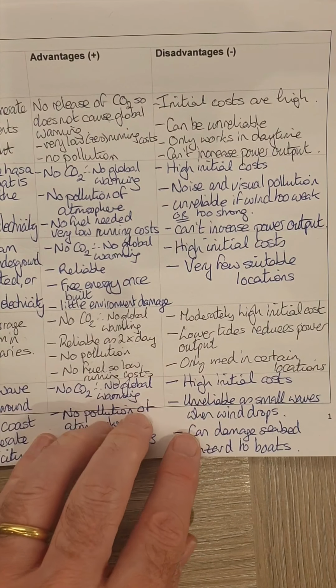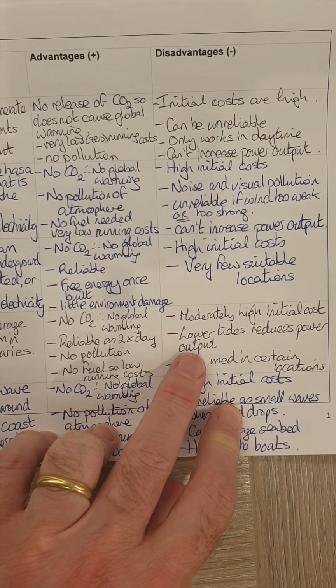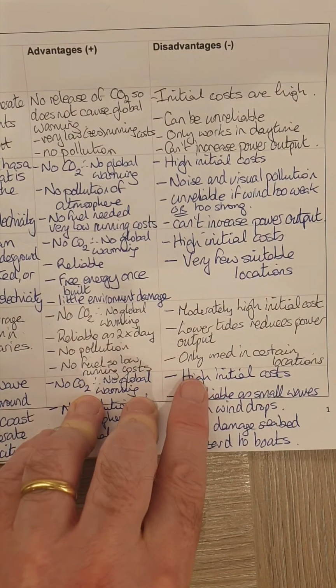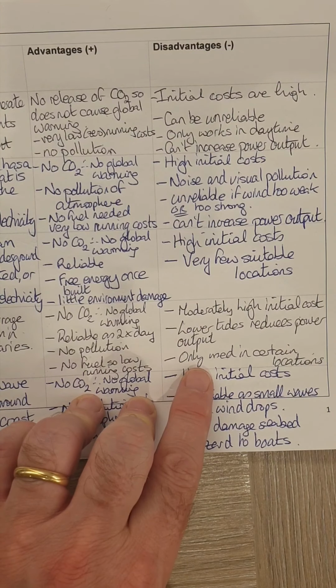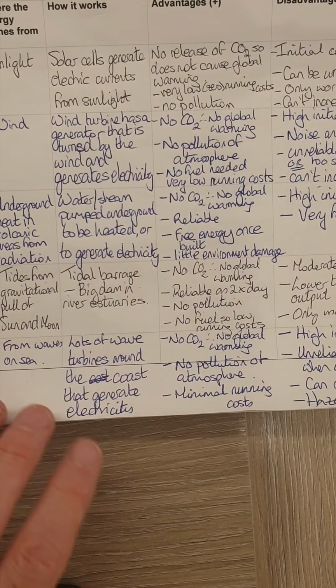It's a moderately high initial cost to build the tidal dams. Lower tides, so sometimes the tide can be a bit lower, so that will reduce the power output. And again, it's only used in certain locations, so it's built typically in river estuaries.